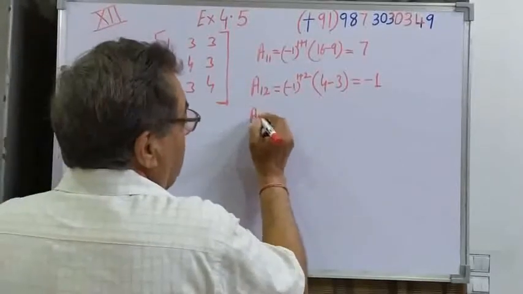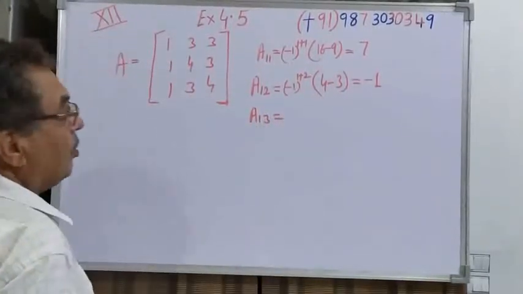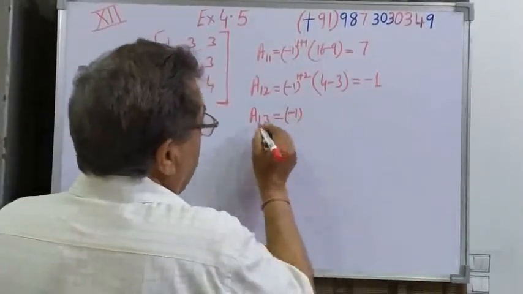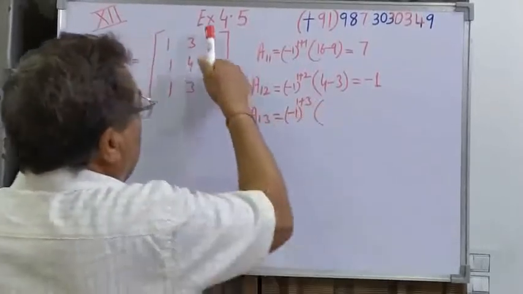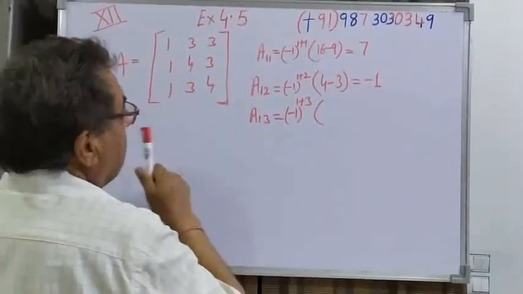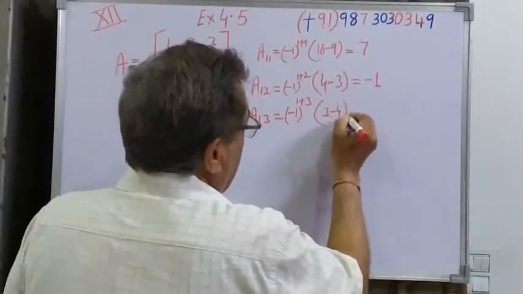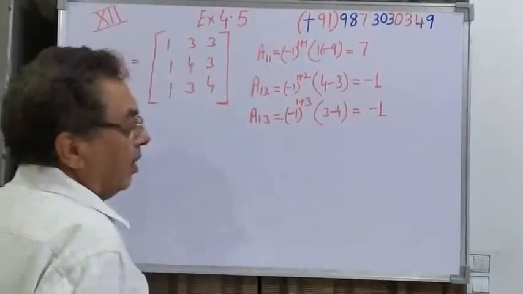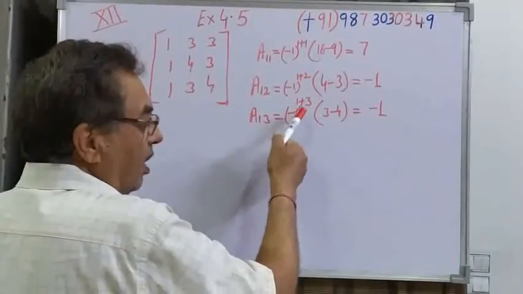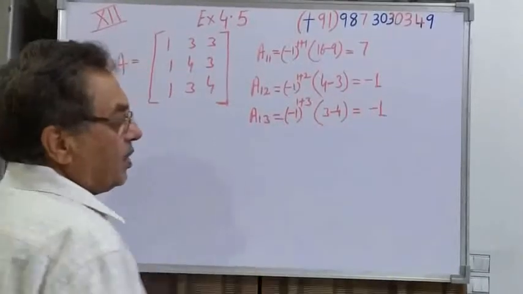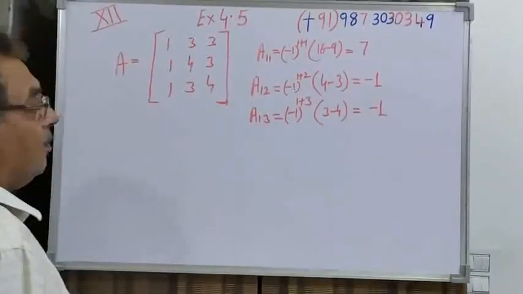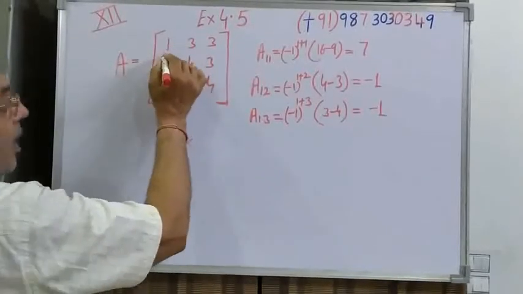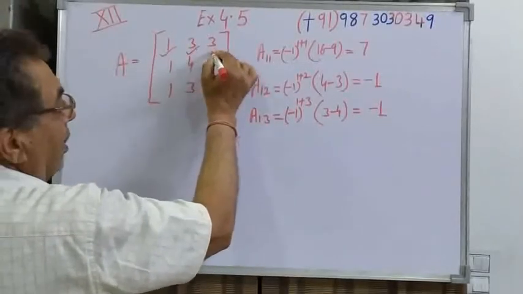The next one, A13, first row, third column, this 3. Again, minus 1, 1 plus 3 even, hiding this and this. 3 1s are 3 minus 4. So that is equal to minus 1. Here we get the even power to minus 1, that becomes plus 1, 3 minus 4 is minus 1. Okay. Now, these are the 3 cofactors of the first row: A11, this one, A13.